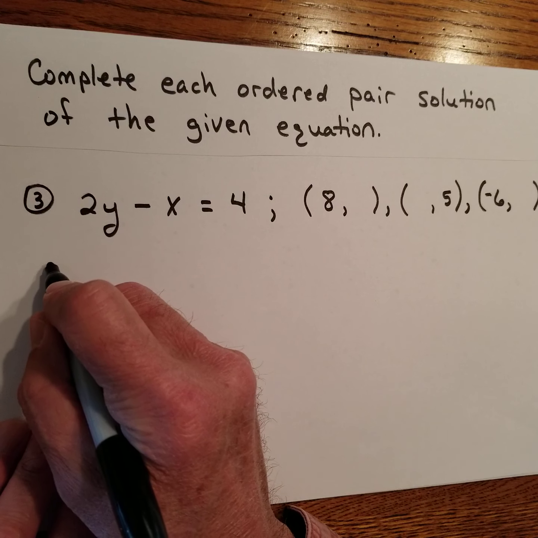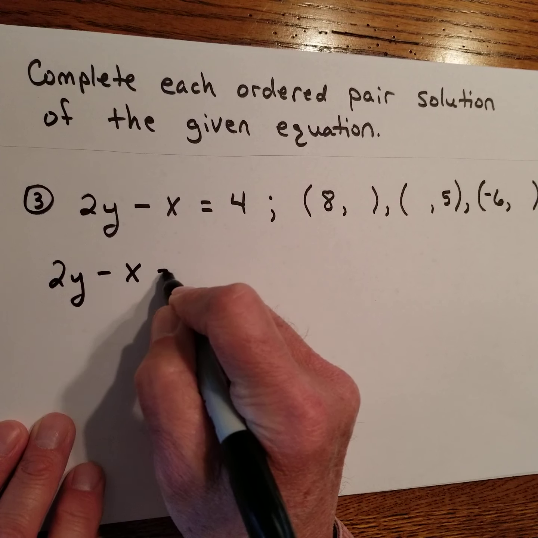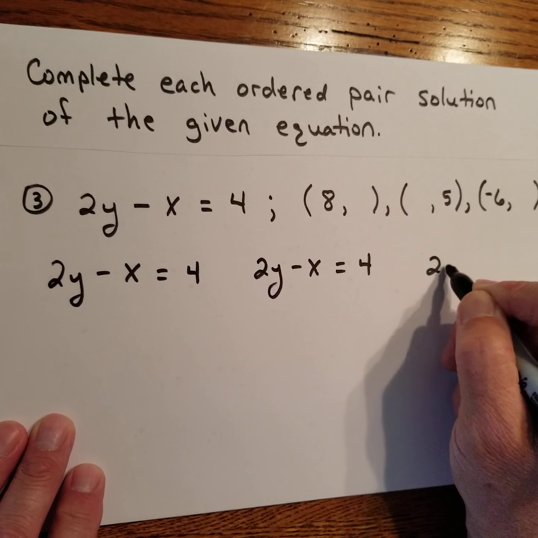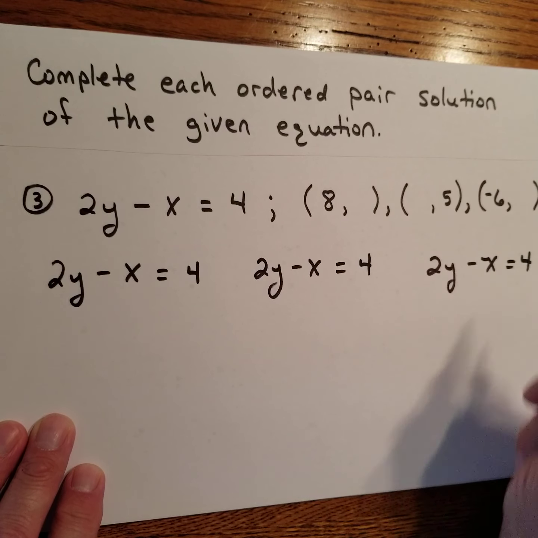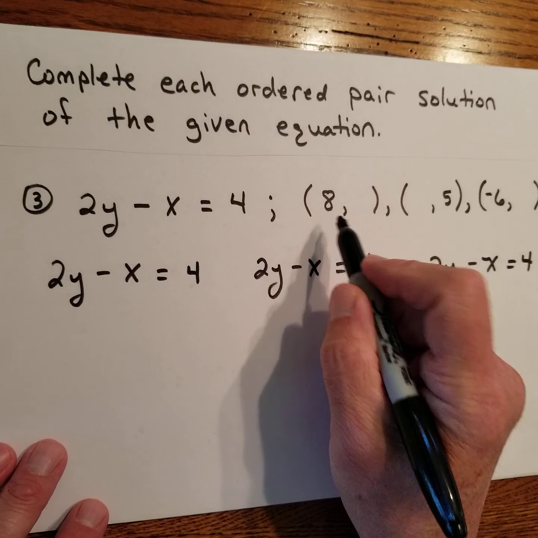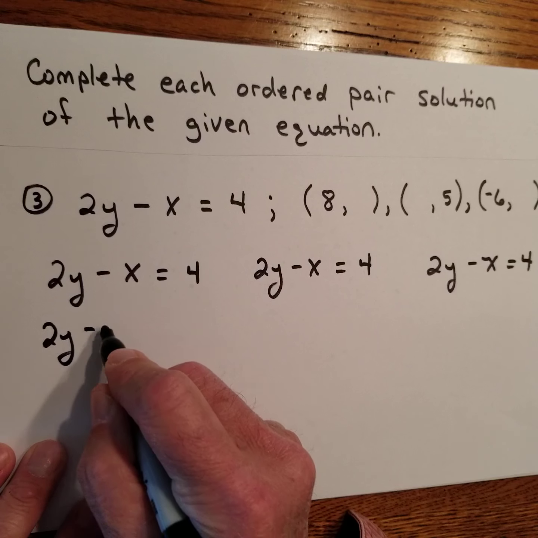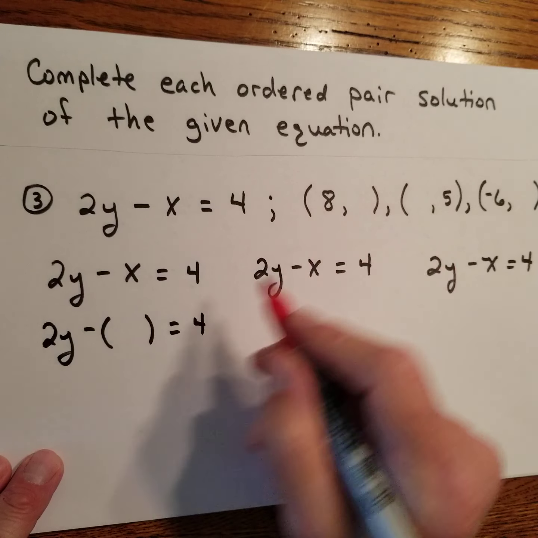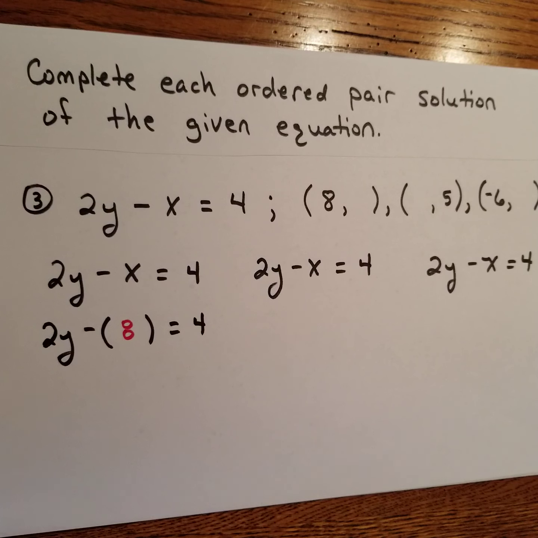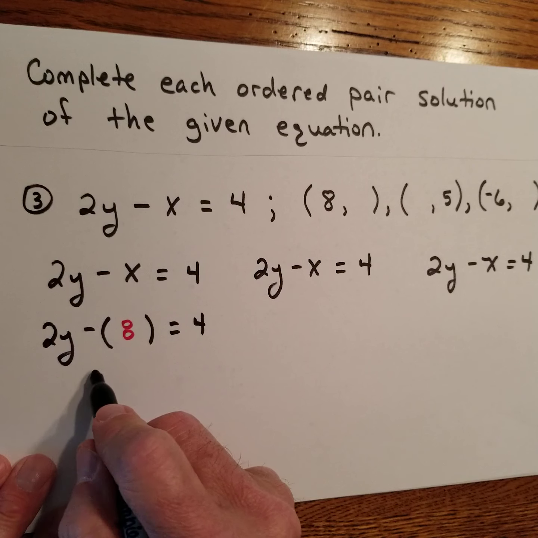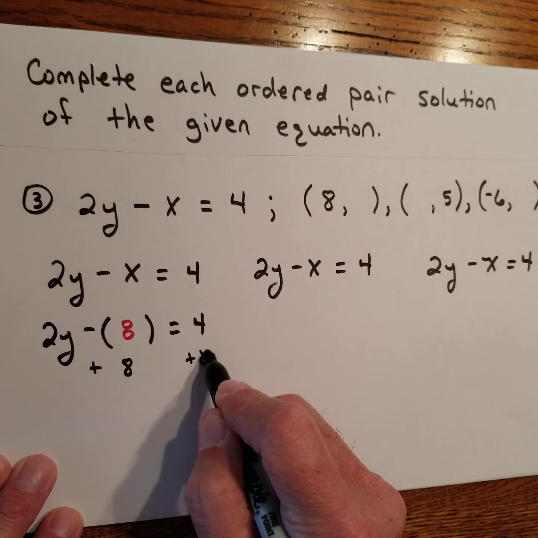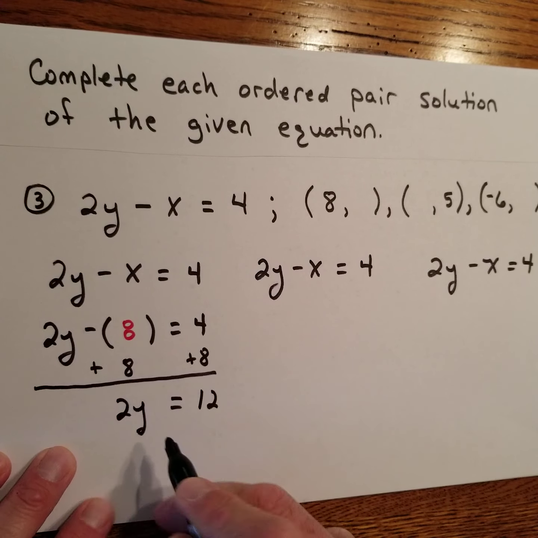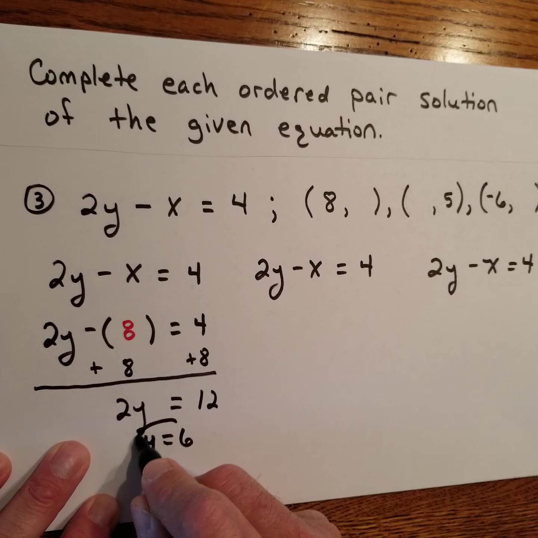Let's try the process one more time. I'll write that equation 3 times. The first time, x is 8. We're going to find y by plugging in for x, because the x is 8. Now solve. The inverse of subtraction is addition. And when I divide, I get 6.